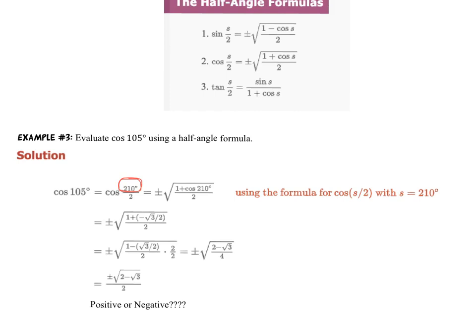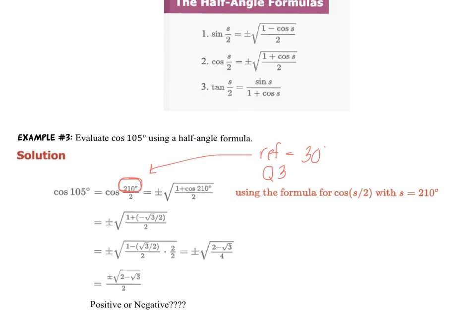I picked cosine of 210 because I really know some information about this. I know that the reference angle for 210 is 30 degrees. I know it's in quadrant 3. So I actually know a lot about cosine of 210. That's why I'm using that and the half angle.